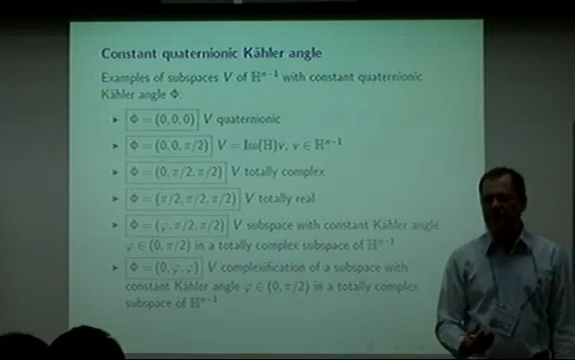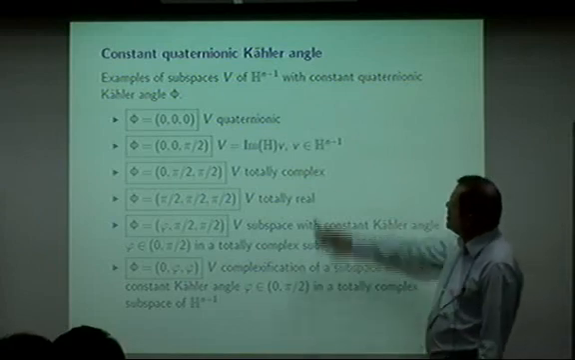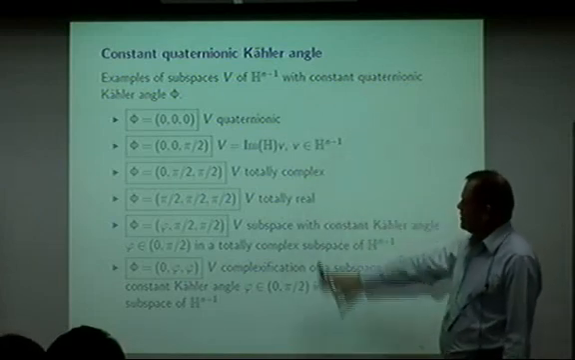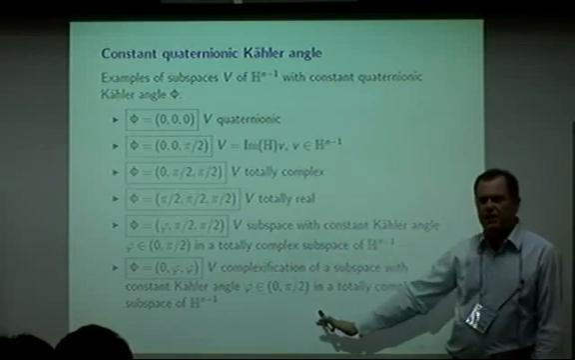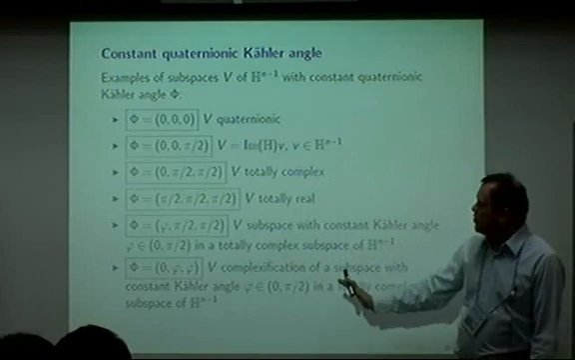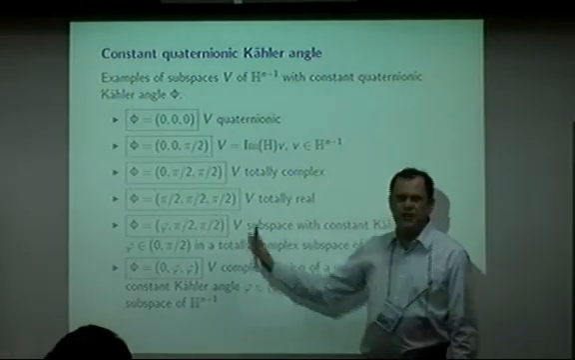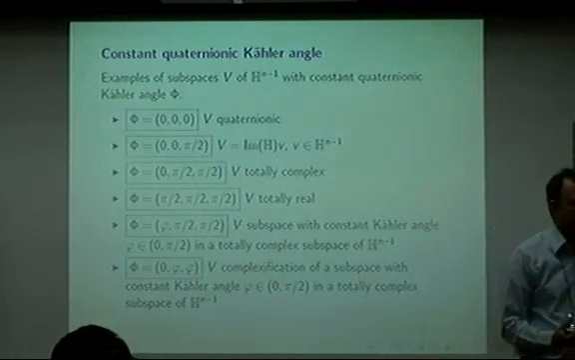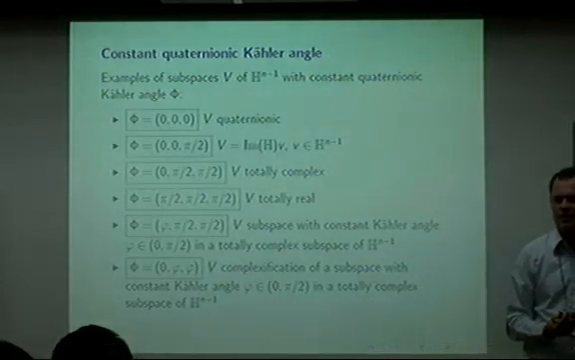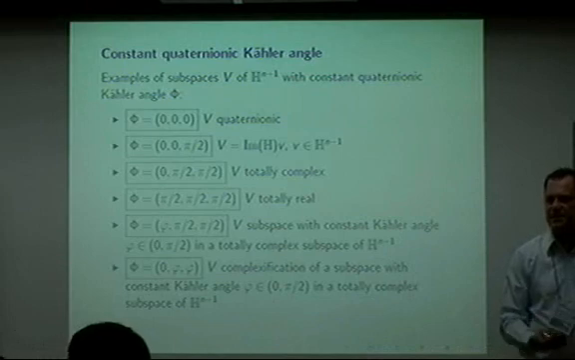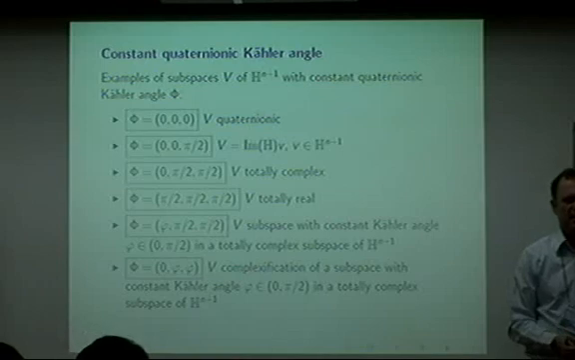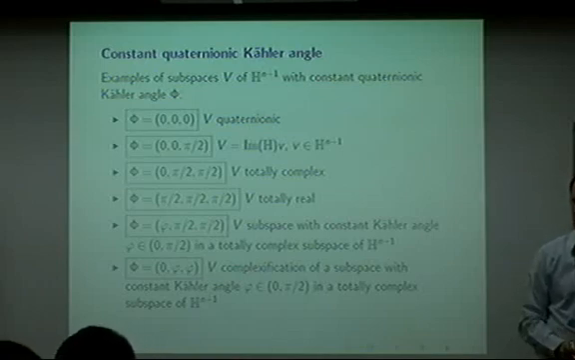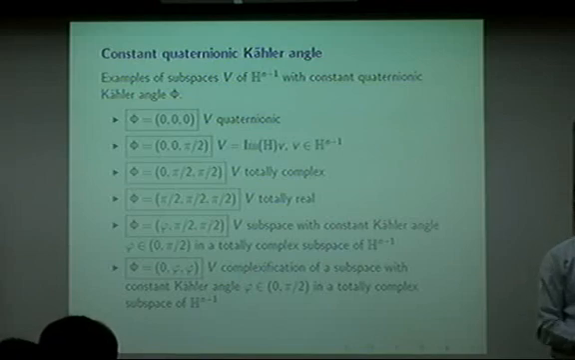The problem we have, which we cannot solve, is to classify all the subspaces of a quaternionic vector space with constant scalar angle. These are all examples which are known to us. We can show that for certain combinations of angles there exists no such subspace, but we can't determine all of them. It looks like a problem from quaternionic linear algebra, but for us it's extremely difficult to solve. So that's where we are with the classification.